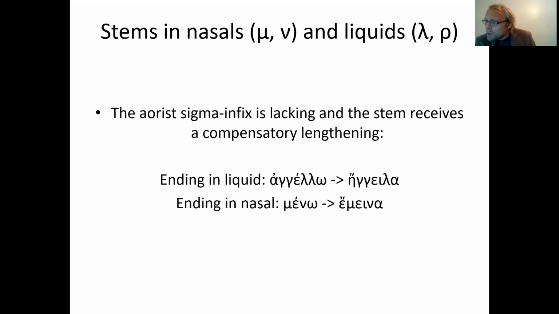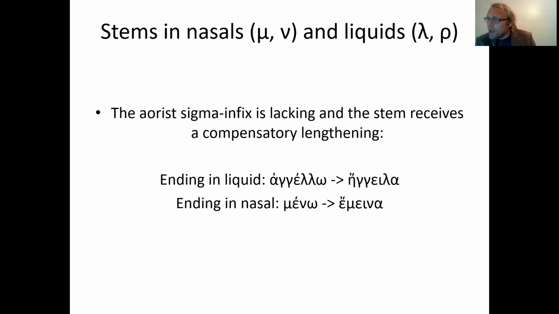Next, we have two specific aorist stems of the aorist 1 type, which are formed somewhat differently than the ones we have looked at so far. More specifically, they lack the sigma infix. Aorists of this type have a stem ending in a liquid, lambda or rho, or a nasal, a mu or a nu consonant.